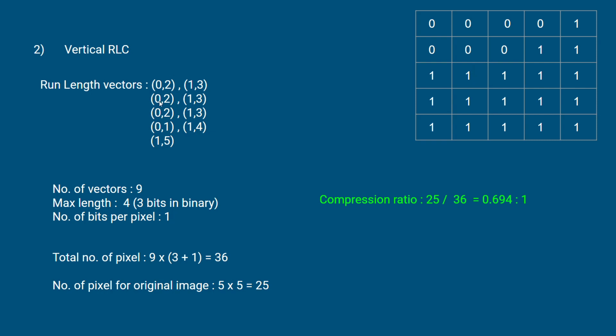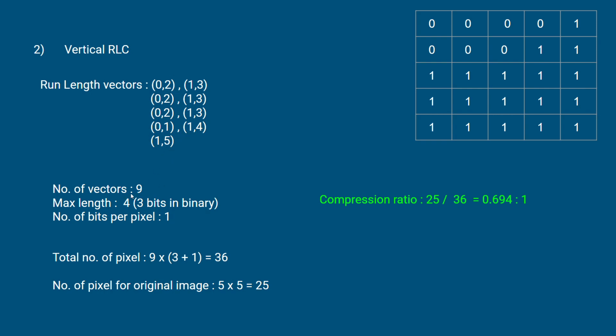Now you know what 0, 2 and 1, 3 mean. 0, 2 means 0 is repeated 2 times and 1, 3 means 1 is repeated 3 times. In the third also, I have two zeros and three ones. Therefore, I have written 0, 2 and 1, 3. In the fourth, I have one 0 and four ones. Therefore, I have written 0, 1 and 1, 4. And in the fifth, I have five ones. Therefore, I have written 1, 5.